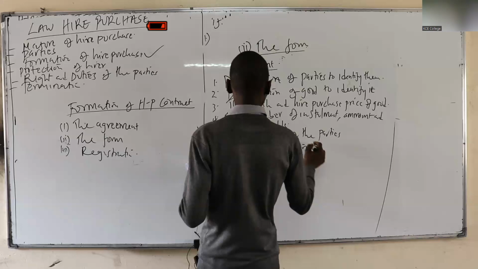Number 5. A provision which relieves the owner from liability for the acts of its agent.